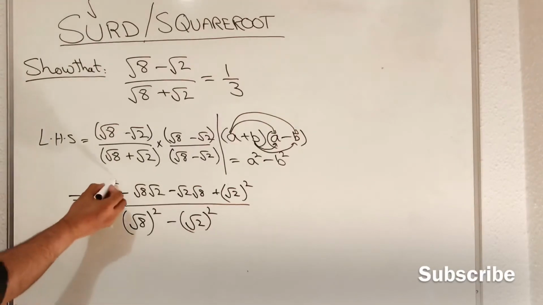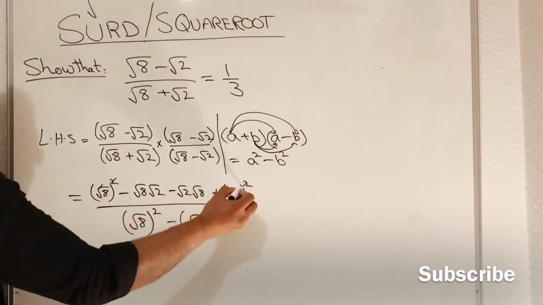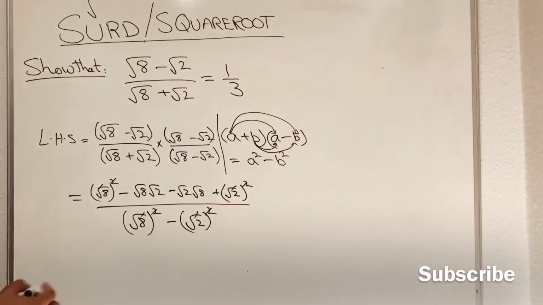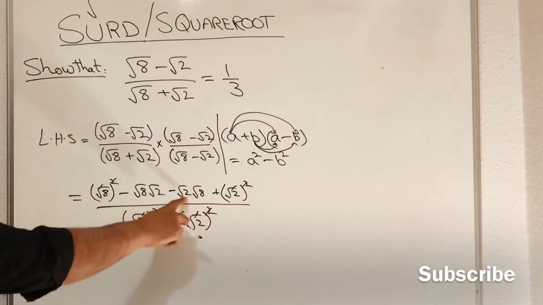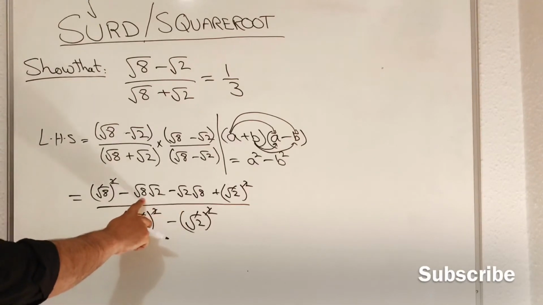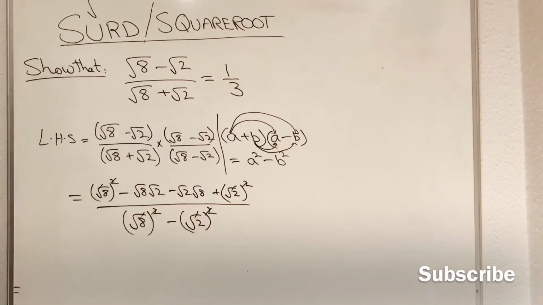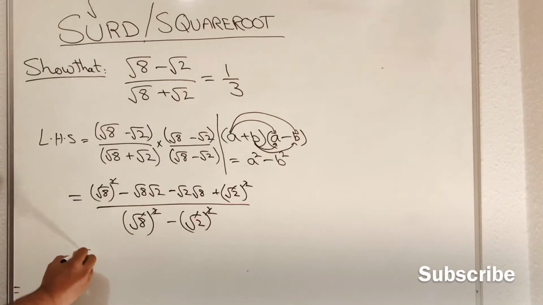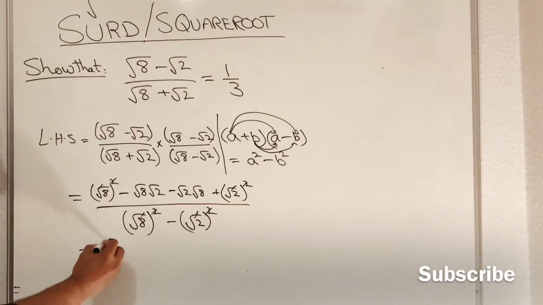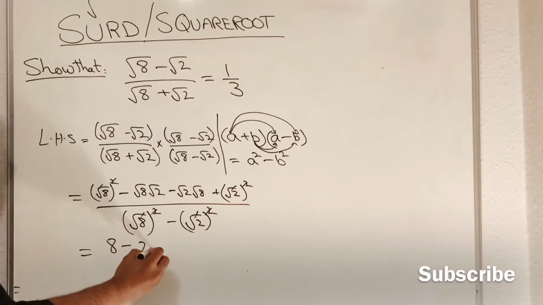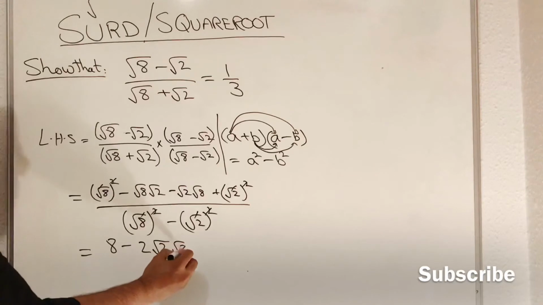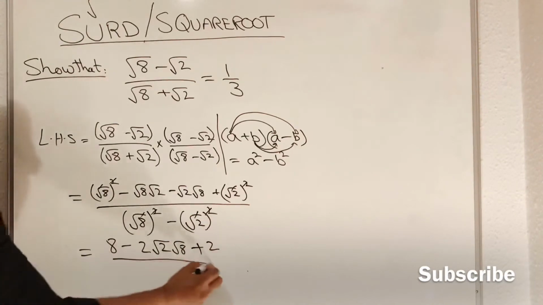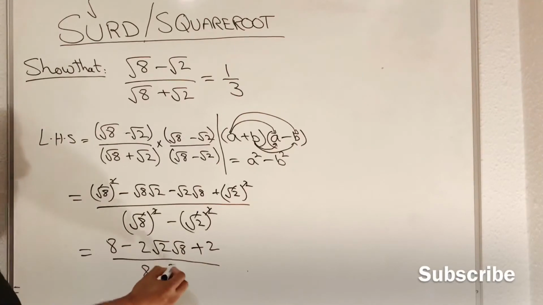Now this square cancels with that square root, with this and that. It cancels. What's remaining? These are both the same thing: minus square root 8 square root 2 minus square root 8 square root 2. So we get 2 times minus square root 8 square root 2. That becomes 8 plus 2 minus 2 square root 2 square root 8 over this becomes 8 minus 2.